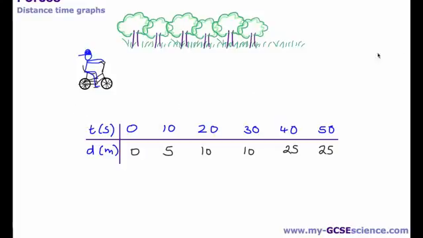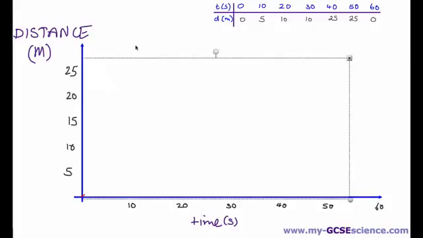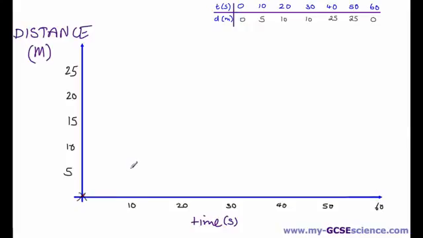Now the next thing you could do is then go on to plot the information on a graph. So you could take your table and plot the individual points. So at time 0 he's travelled no meters, and then 10 seconds later he's travelled 5 meters. After another 10 seconds at 20 he's travelled up to 10 meters, and so on.